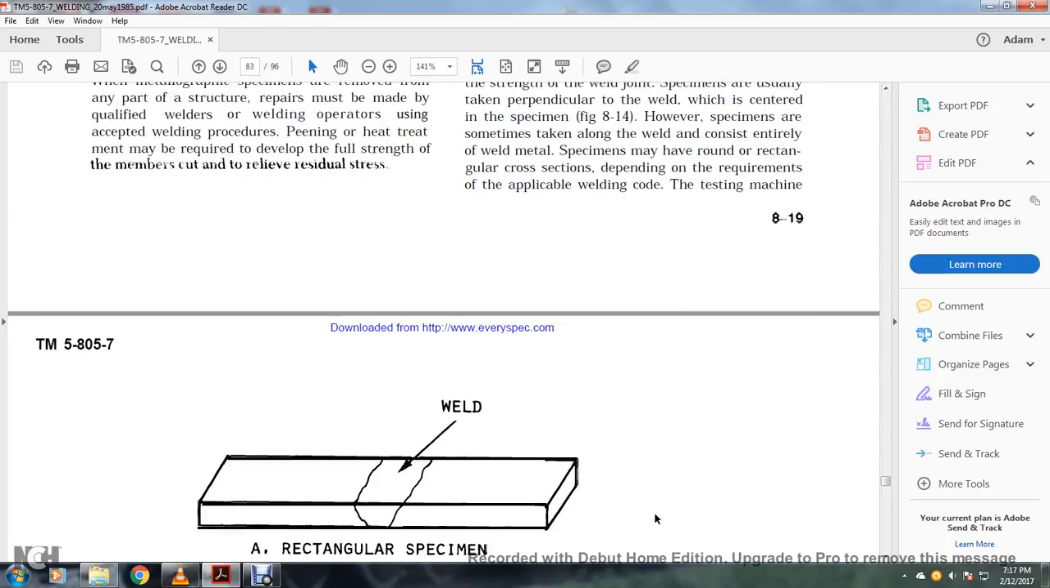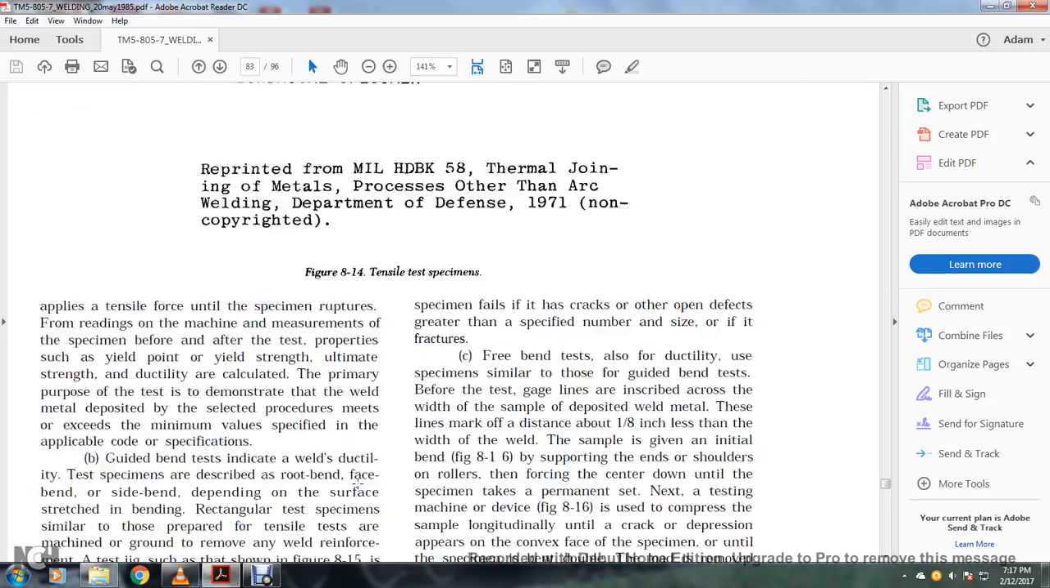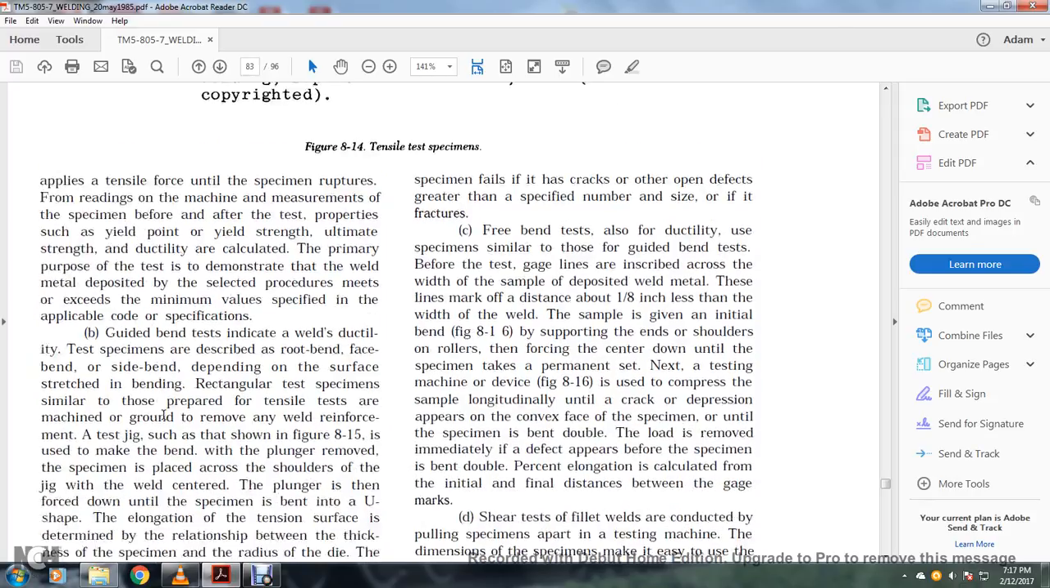The testing machine. Alright, A shows the rectangular specimen, B shows a cylindrical specimen. The machine applies the tensile force until the specimen ruptures. With the machine reading and the measurement of the specimen before and after the test, properties such as the yield point, yield strength, ultimate strength, and ductility are calculated. The primary purpose of the test is to demonstrate that the weld deposited with the selected procedure meets or exceeds the minimum values specified in the applicable code or specification.